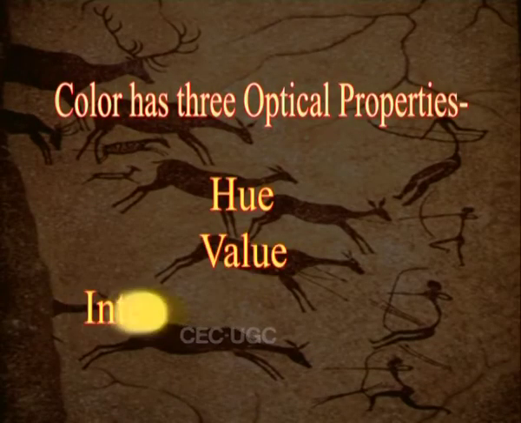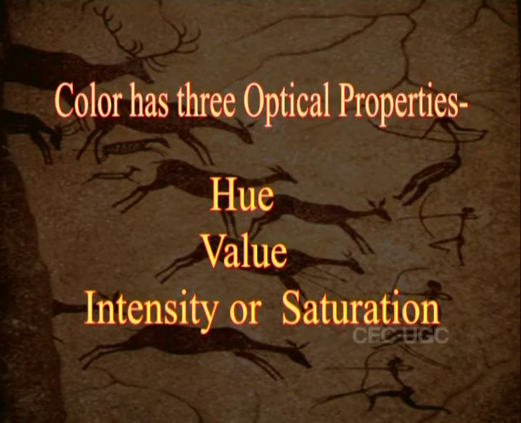Colors have three basic optical properties: hue, value and intensity or saturation. Hue is the color itself, that is red, violet, green and so on. Value is the color's relative lightness or darkness as measured on a grayscale. Intensity or saturation refers to the purity of colors.